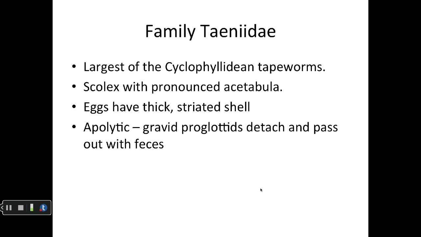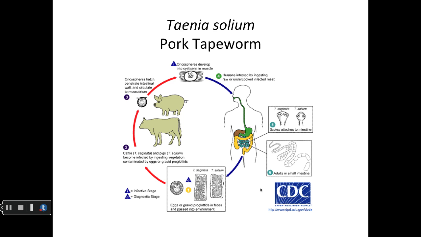All of the species in this family are apolytic, which means that there is a section of gravid proglottids. Usually it's more than one, not always, but generally there's a section of gravid proglottids that are filled with eggs. The proglottids themselves detach and then pass out of the host with feces.